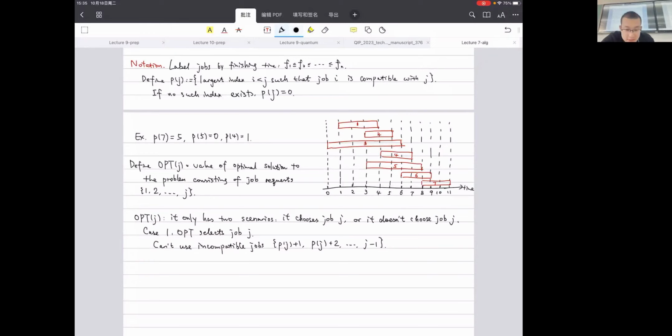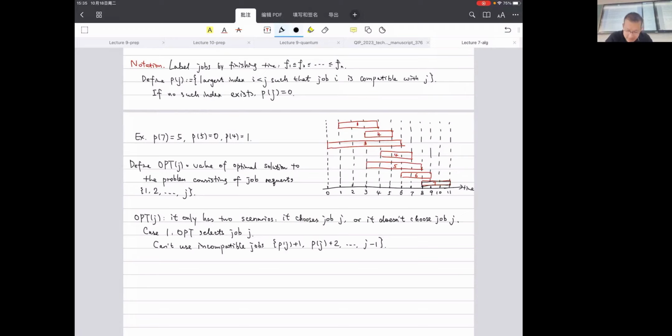So I see there is a question: what if there are several compatible jobs? There is an ordering here. We actually order all the jobs by finishing time. I'm being very cautious here that the finishing time of F1 is smaller than F2, smaller than F3, etc. There can be situations where you have the same finishing time. In that case, we just pick arbitrarily.